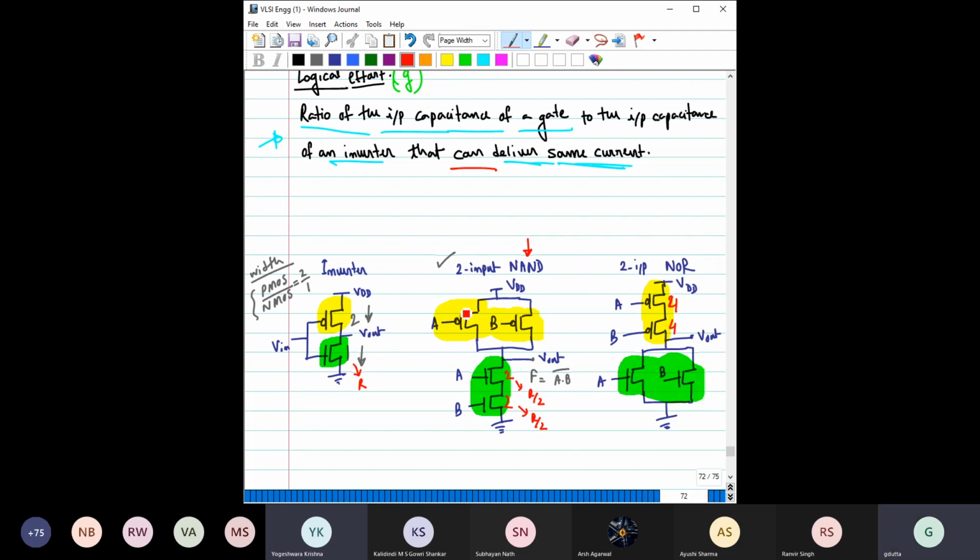Now let us focus on this. Sir, for the two input NOR, why are we not adding the widths as we do for A and B in the two input NAND? For the two input NOR, this would become 8, right, by adding these? Do you want to ask why we are making it 4?